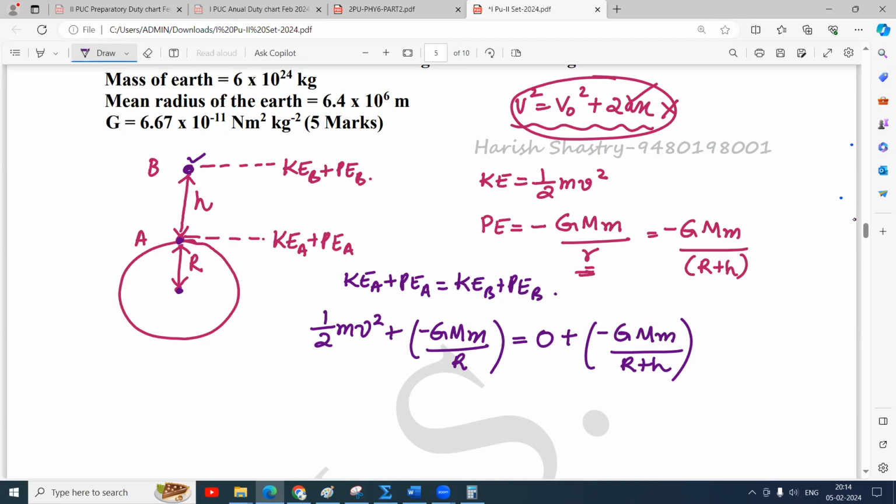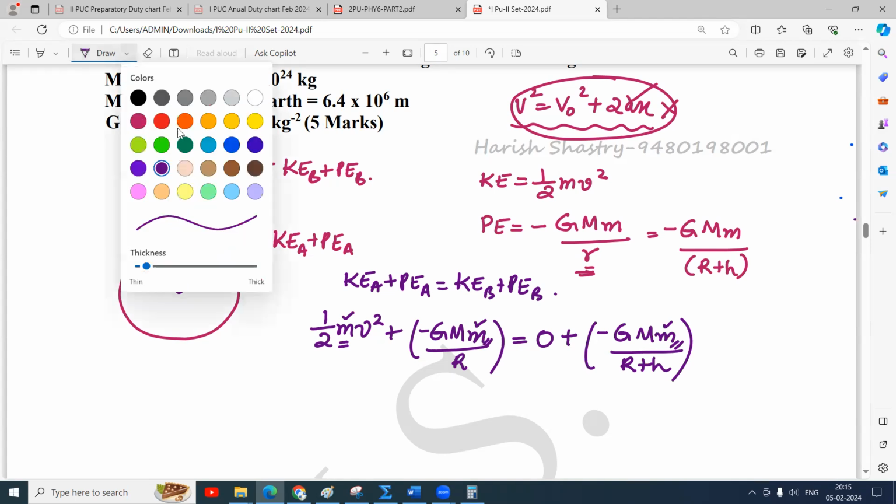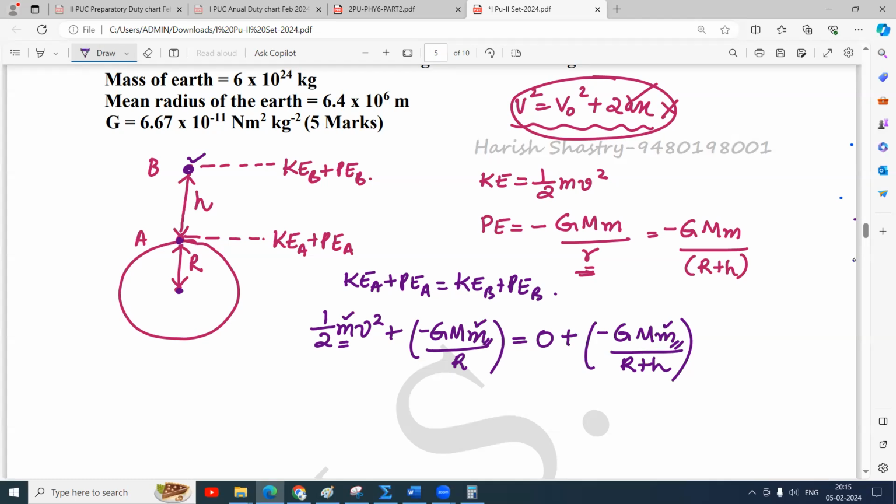And remember here, m can be taken outside the bracket, which can be cancelled with this m on the right hand side. So I don't show that in the steps. I'll directly substitute the values. So what are the values? So formula is ready with us now. Just substitute the values. Okay, half, m is not needed.